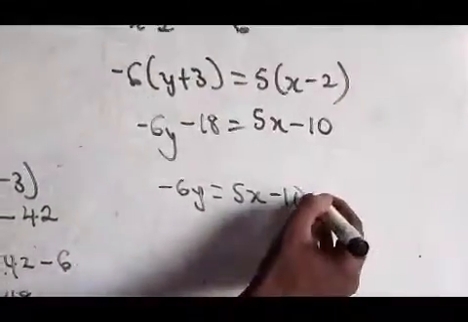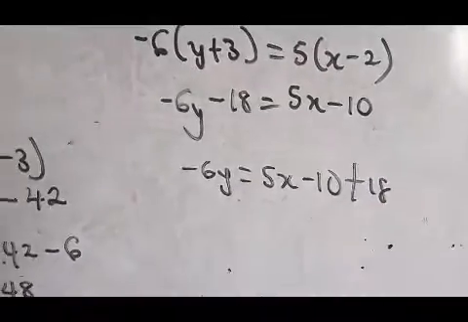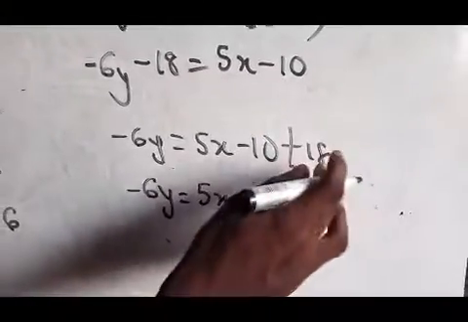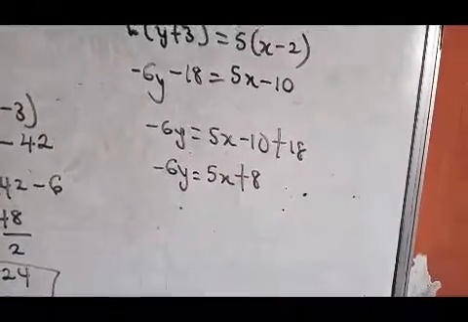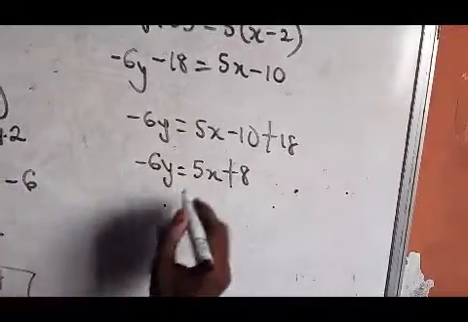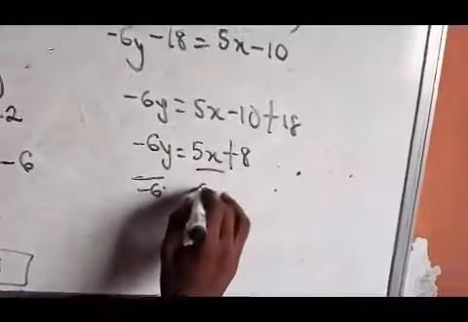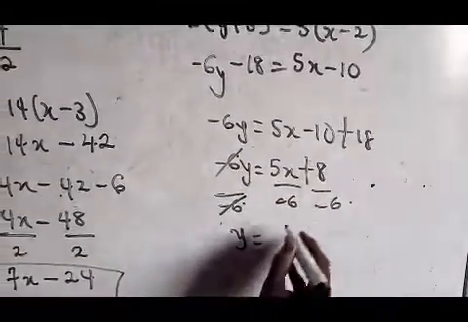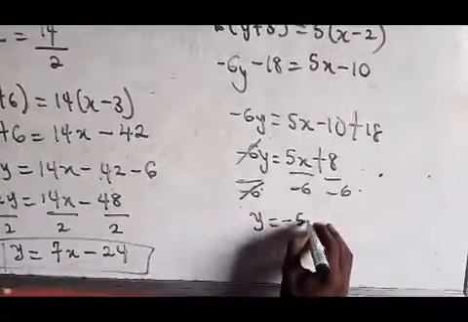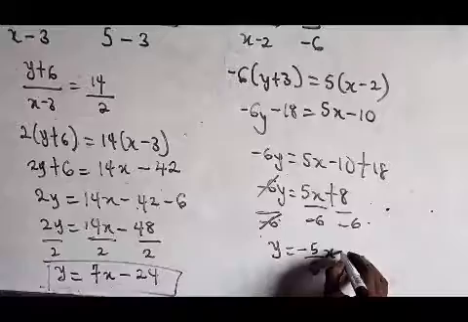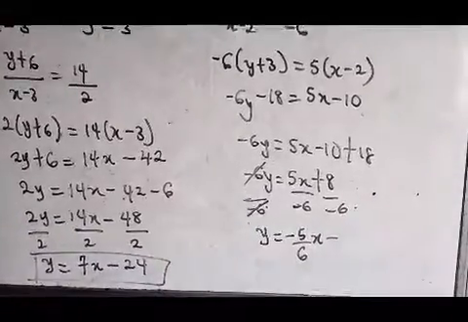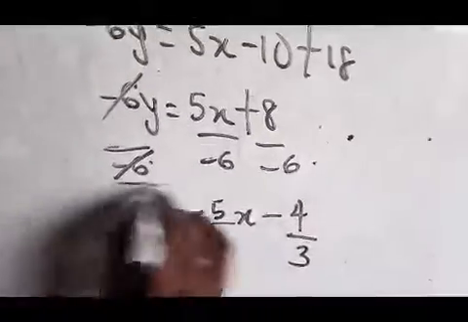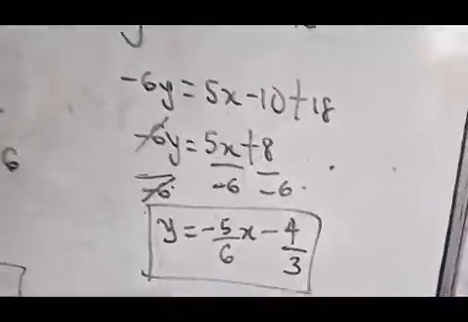If you take this to this side, it becomes plus 18. Alright, so that will be minus 6y equals 5x minus 10 plus 18, which will give you plus 8. Alright, so divide through by minus 6. So I have y equals minus 5 over 6 x minus, because this minus will affect this, so that will be minus 8 over 6, which is 4 over 3. So this will be the equation of the line required.